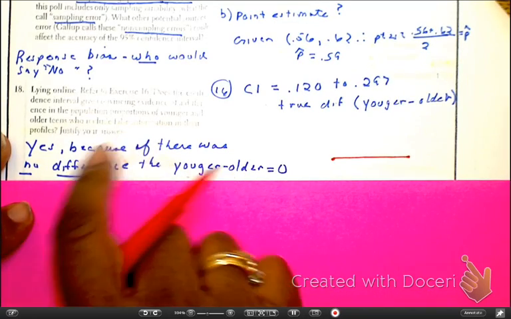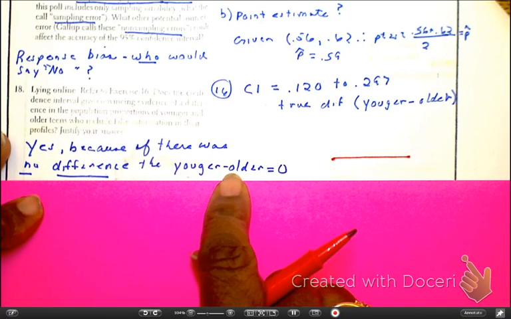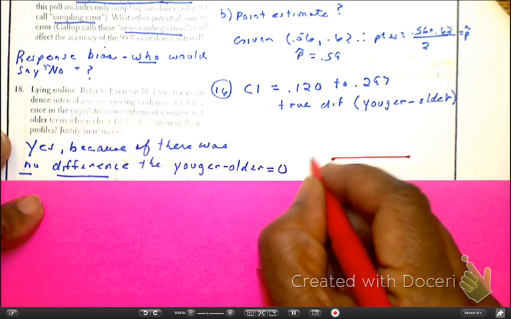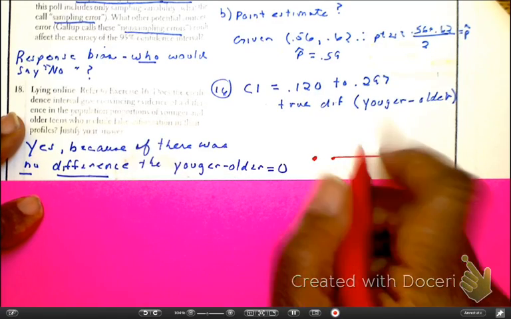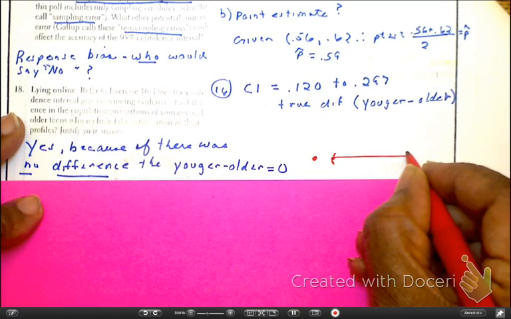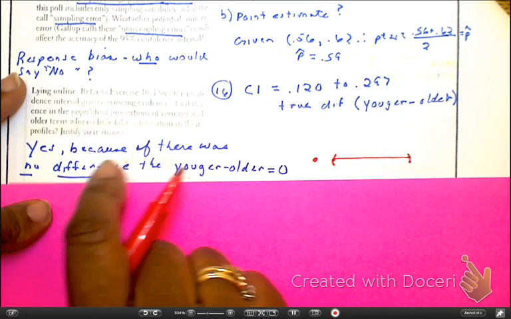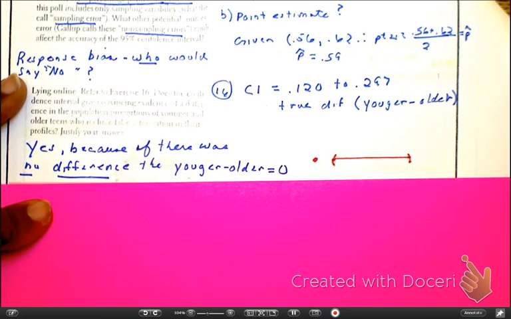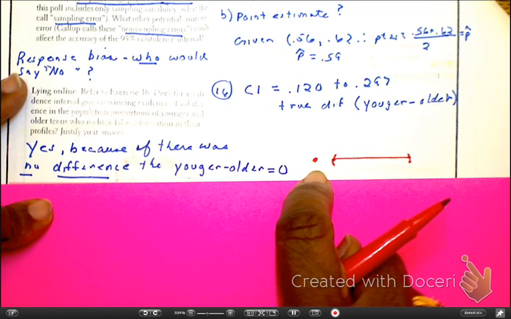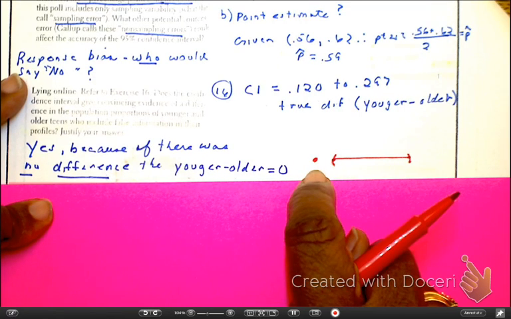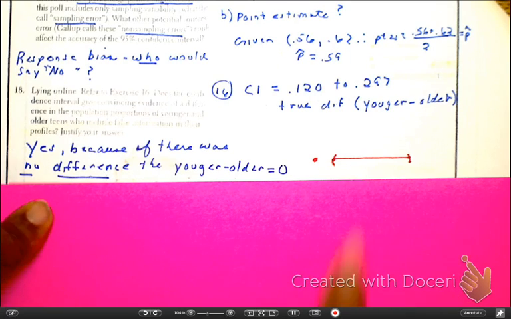And if we're saying that there's no difference, that's why it's going to be equal to 0. So that's going to be out here somewhere. So this is not captured. You see this sometimes in your interval. So yes, there was a difference, because that difference of 0, which means no difference, is not captured inside of that interval.